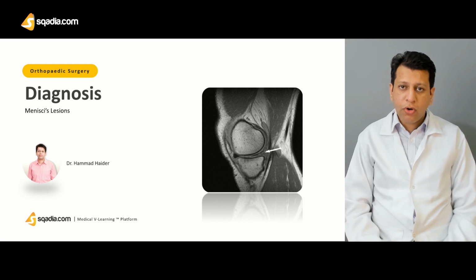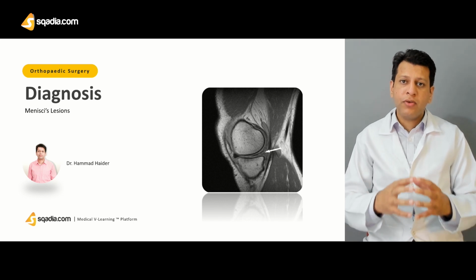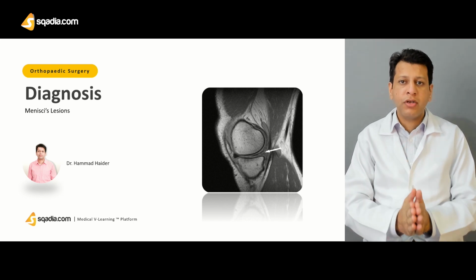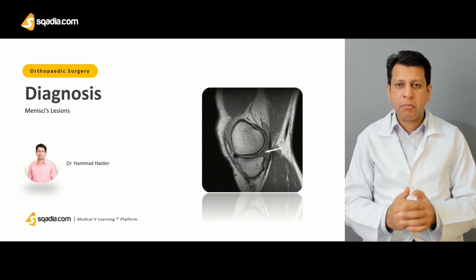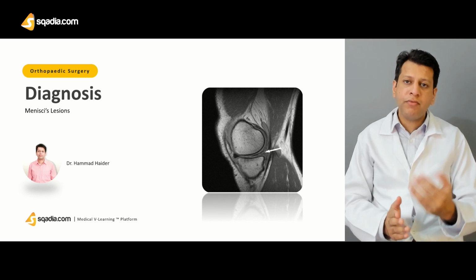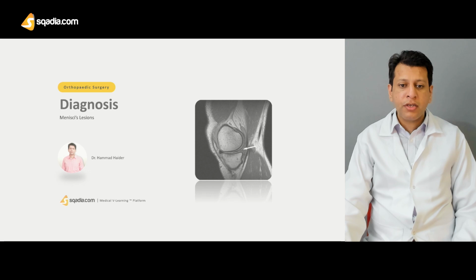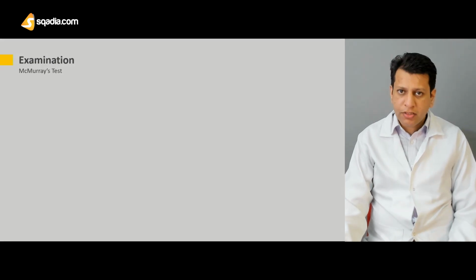So what is important to know is there are certain tests which are done on the knee joint which are more specific for meniscus, as we have, for example, anterior drawer and Lachman, which are always more pathognomonic of an ACL injury. Similarly, we have a McMurray test. This is actually pathognomonic of a meniscus injury.